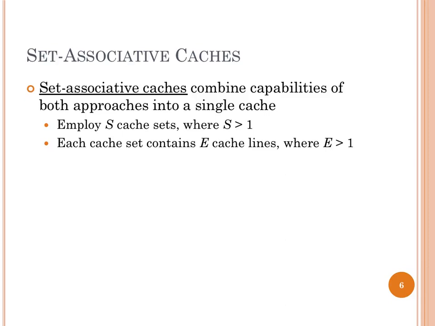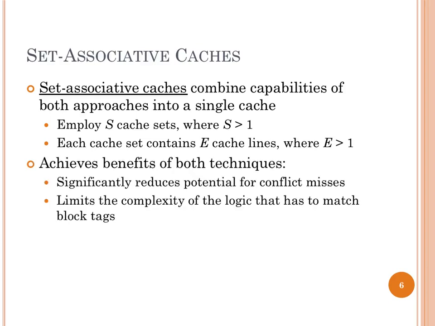And it is an accurate observation to note that these are extremes on a spectrum. And so somewhere in the middle is this world of set associative caches, where basically you apply both techniques. You have more than one cache set, and each cache set has more than one cache line. So that makes life a lot nicer.